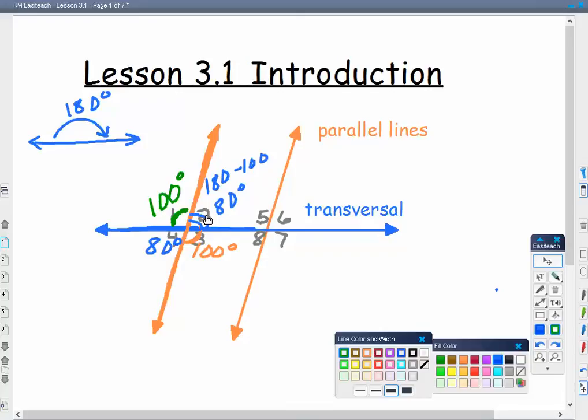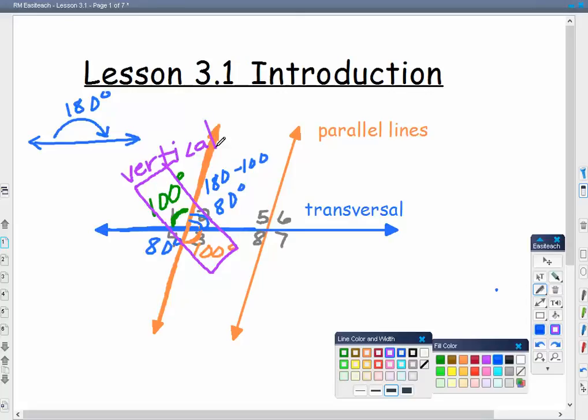In addition to the term supplementary, we also have what's called vertical angles. Vertical angles are angles that are diagonal from one another. So if I look at angles 1 and 3, these two angles are vertical to each other. They're diagonally across from each other. And so those are what's known as vertical angles. And vertical angles are congruent.